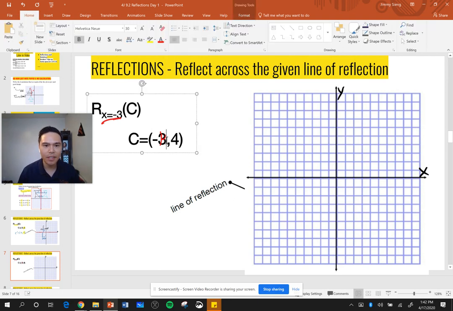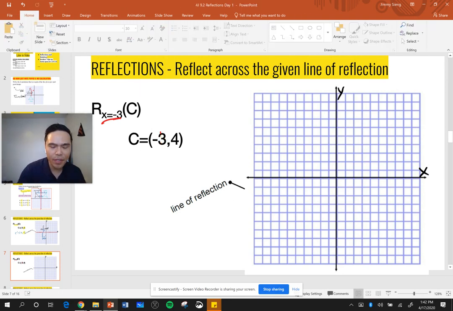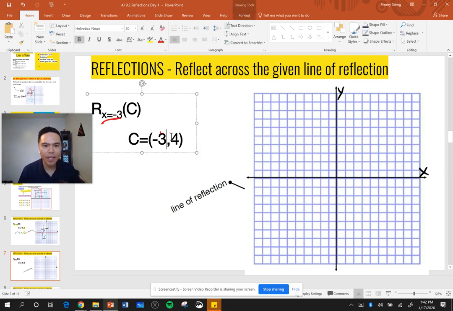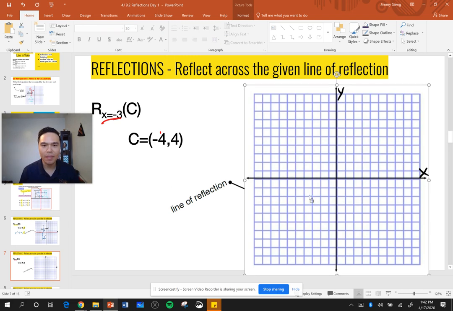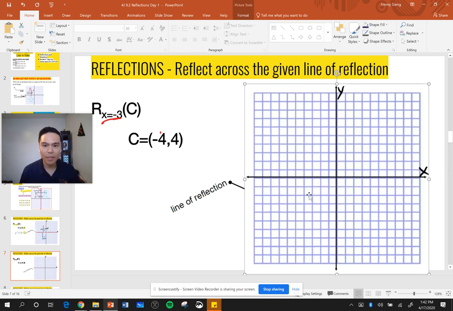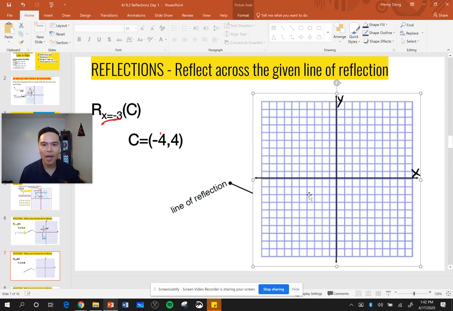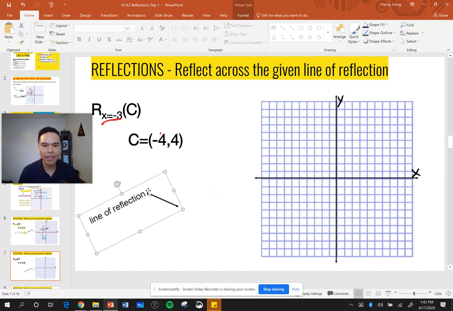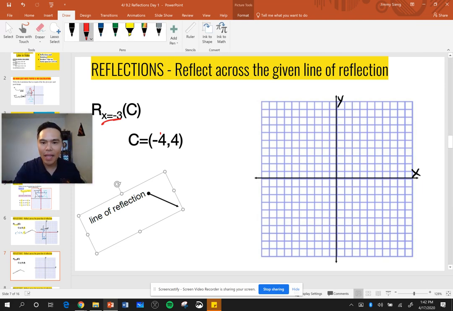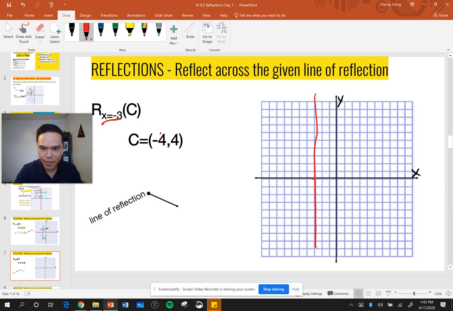Okay, let's just change these numbers, all right? So instead of 3 comma -3, let's say -4, and we're still going to reflect it off the same spot, okay? We're still going to reflect it off the x-axis. So I'm going to say my line of reflection is at -3, so right over here. So that's my line of reflection, okay?